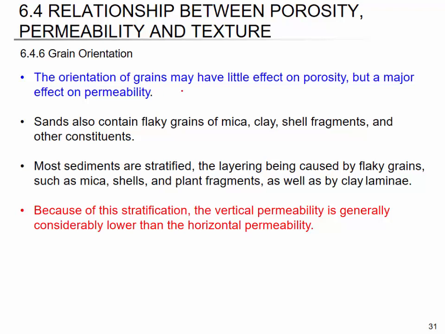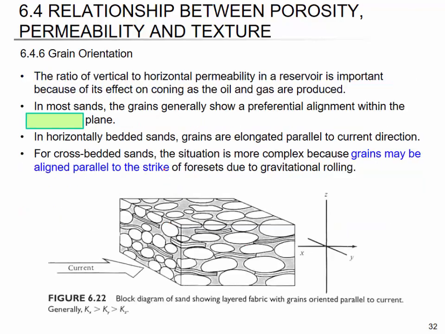So the orientation of the grains may have little effect on porosity, but a major effect on permeability, especially the directionality of the permeability. And sand also contains flaky grains of mica and clay shell fragments. So then sediments are stratified, so layering can cause different permeability, and the clay laminae also. So vertical permeability is generally considerably lower than horizontal permeability because of this grain orientation and the lamination. In most sand, grains generally show a preferential alignment within the horizontal plane.